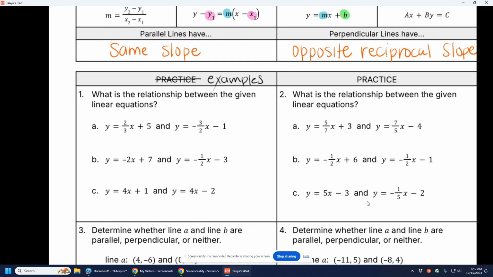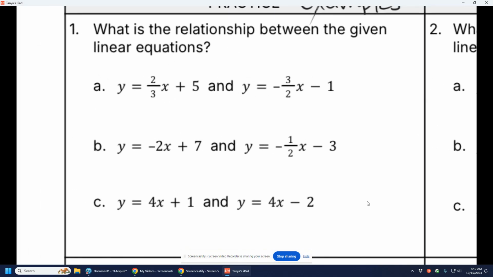Okay, so let's look at number 1. What is the relationship between the given linear equations? So we're going to look at the slope. And looking at all these lines, they're all in this form, y equals mx plus b. Slope is going to be the number that's right in front of that x. So part A, we have y equals 2/3 x plus 5 and y equals -3/2 x minus 1.